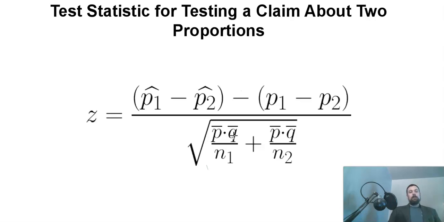So p bar times q bar divided by n1, which is the sample size of the sample from the first population, plus p bar times q bar over n2, which is the sample size of the sample from the second population. So it is a very complicated formula.